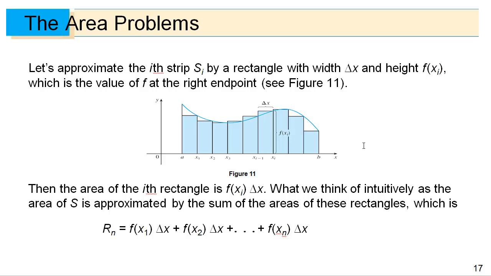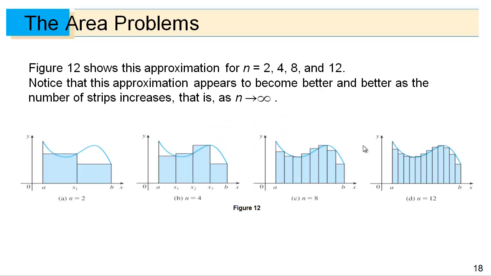And then we can see, hopefully intuitively, that the sum of all of those rectangles is just the f of each right-hand endpoint, right? So f of x sub 1, f of x sub 2, f of x sub 3, and so on, all the way up to f of x sub n, n being the last one, right? Each of those heights times each of their widths, where the widths are all delta x's. And so if we have 2 of them, 4 of them, 8 of them, 12 of them, we can see what the picture looks like.